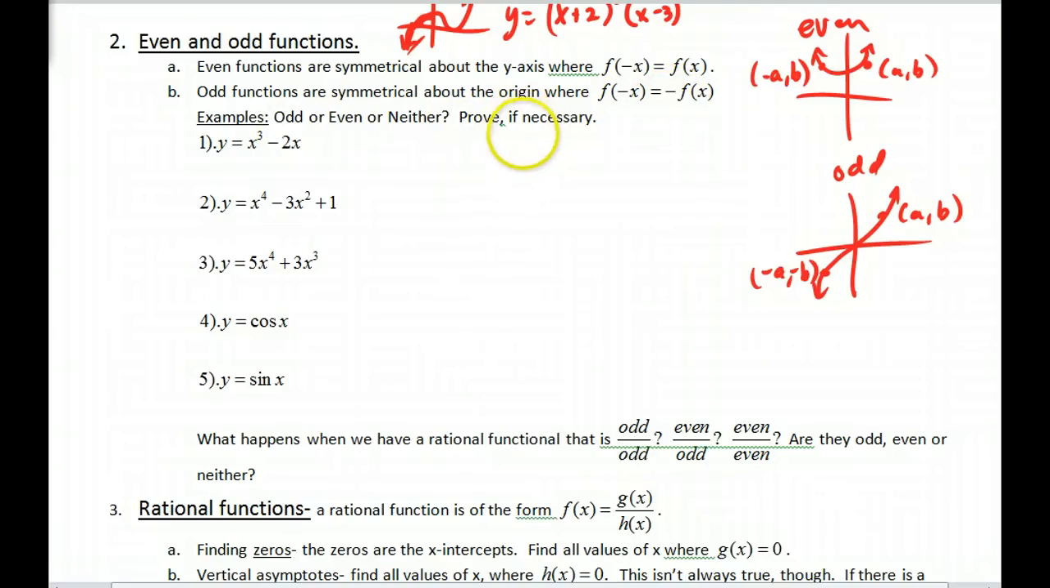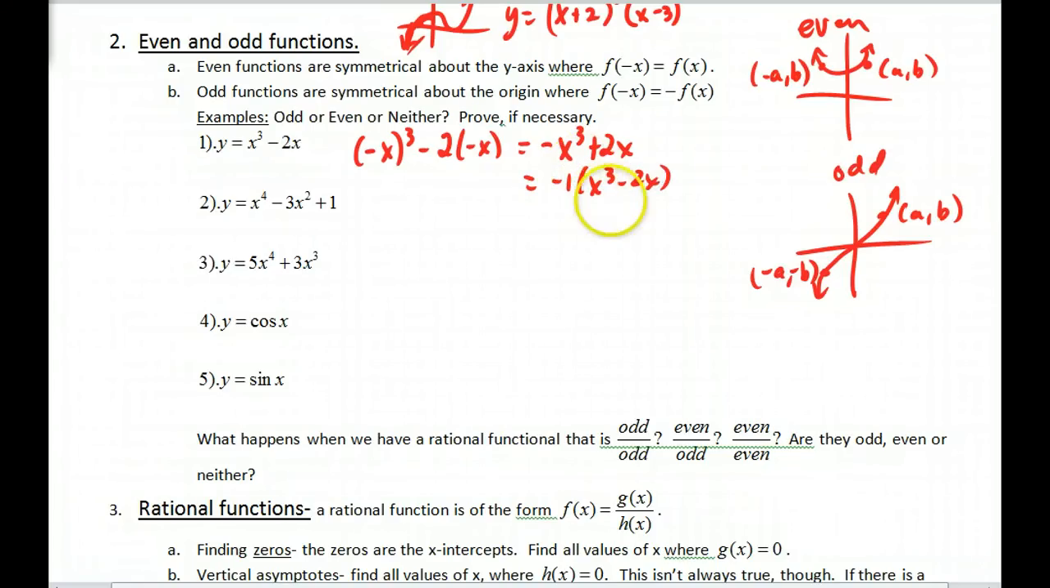Odd, even, or neither. Prove if necessary. I'm not necessarily going to prove too much. But if I look at this, what's my degree? Well, this would be odd, and this would be odd. And so overall, I do have an odd function here. How can we show this? Well, if I put in the opposite of x, I get the opposite overall. And so this thing right here, negative to the third, is going to be a negative. And then this negative is going to change that. If I look at this, this thing's going to be the opposite of what I started off with. And so I start off with x cubed minus 2x times negative 1. That's my negative f(x). And so this would show me that it's an odd function.